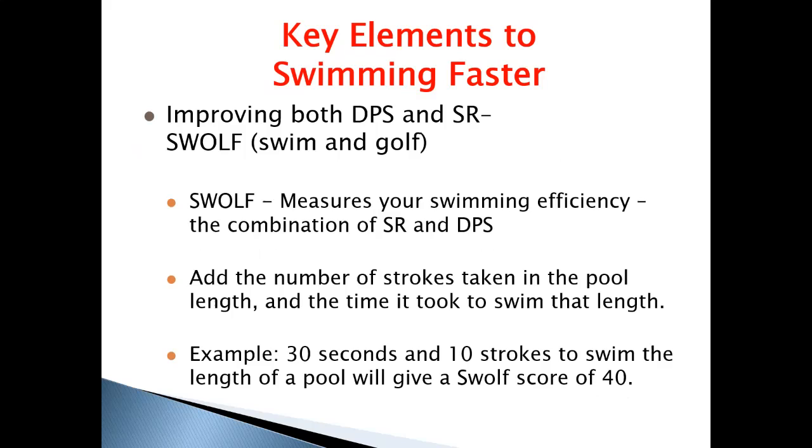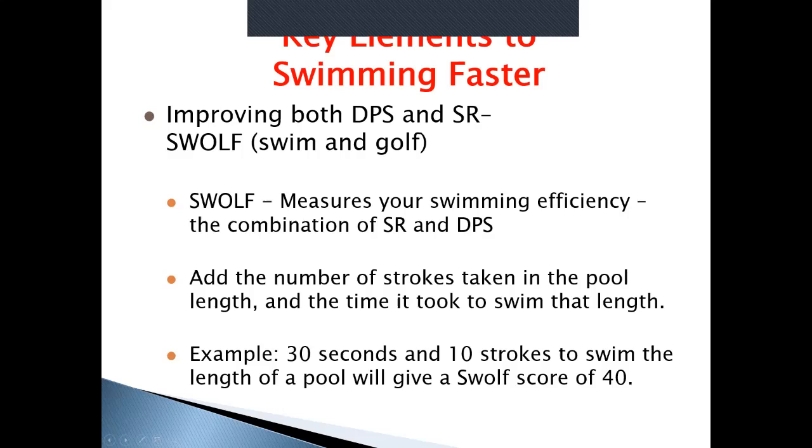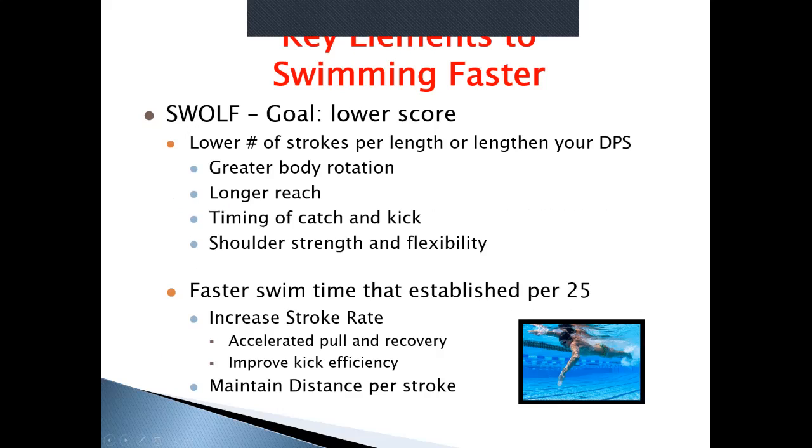And the whole goal is to use what's known as a Swolf measurement, which is simply swim and golf nomenclature combined together. The whole concept of this is it's really measuring swimming efficiency by combining your stroke rate and distance per stroke. So the way this is done is you add the number of strokes taken in a pool length and the time it took you to swim that length. So example is if you swim a 25 in 30 seconds and you take 10 strokes, then you have a Swolf score of 40. Okay, but what does that mean? What is it? Why do we even do this?